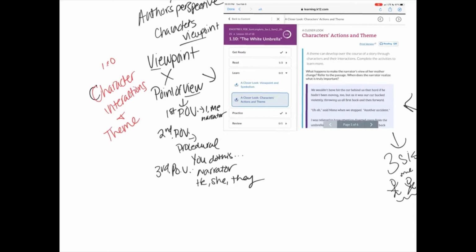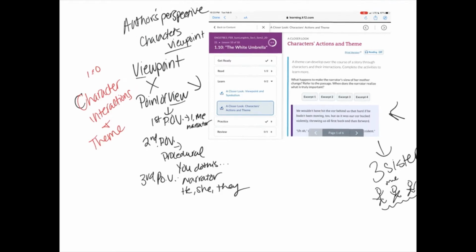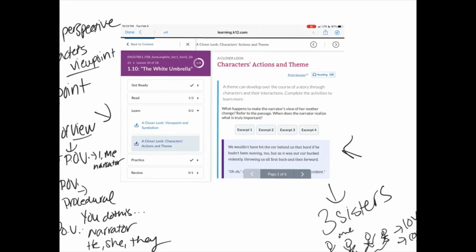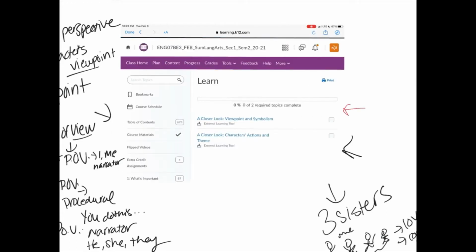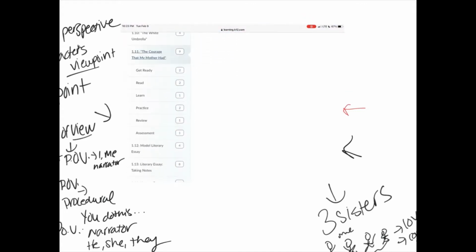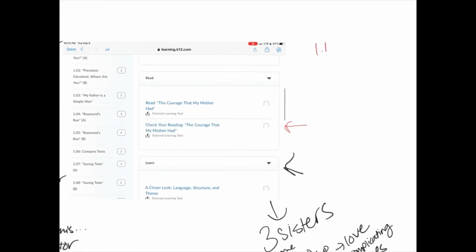All right, and then the lesson has you reviewing textual evidence that helps develop your theme and the author or narrator's viewpoint. These are questions that you want to keep in mind that you might be asked about a little later. We'll also look at the viewpoint and symbolism, and then we'll dive into the next lesson, which is lesson 1.11.